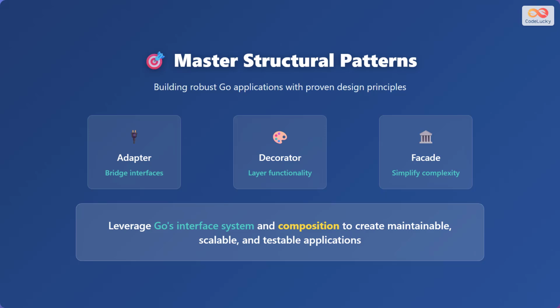These patterns work exceptionally well in Go because of the language's powerful interface system and composition model. By leveraging Go's interface system and composition, you can create maintainable, scalable, and testable applications that stand the test of time. These patterns are not just theoretical concepts. They are practical tools that solve real-world software design challenges. As you continue your Go development journey, remember that these structural patterns provide the foundation for building robust applications that are easy to understand, extend, and maintain. Master these patterns, and you'll be well-equipped to tackle complex software design challenges with confidence.